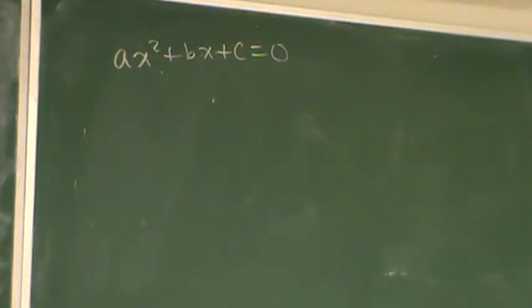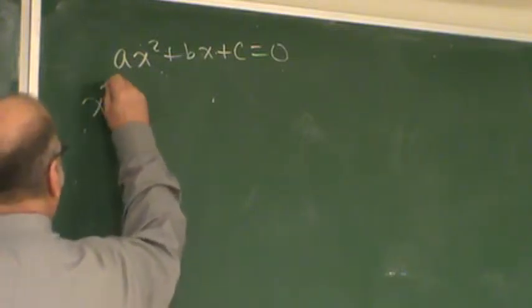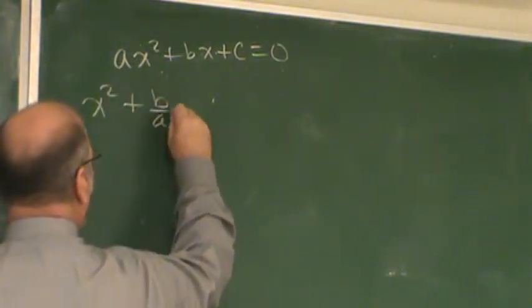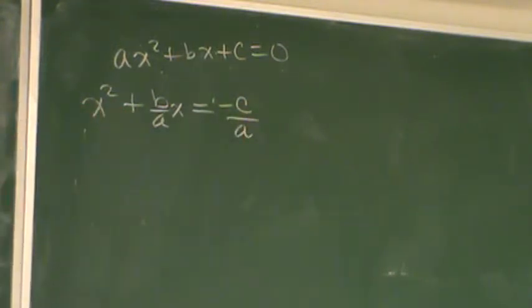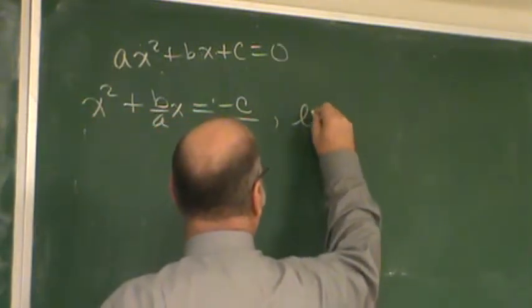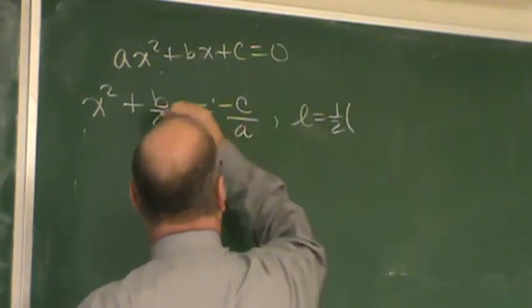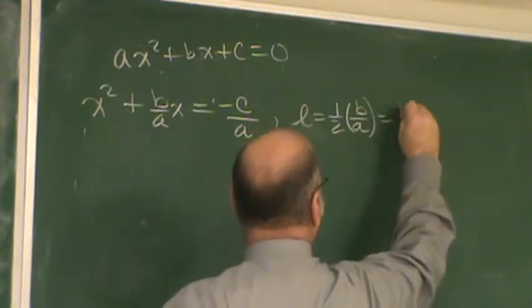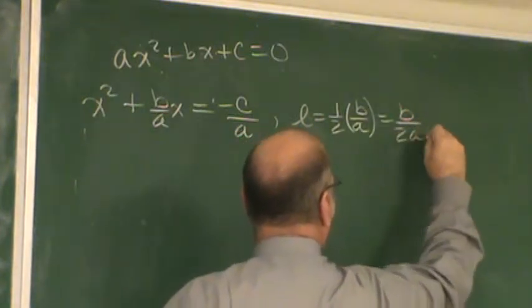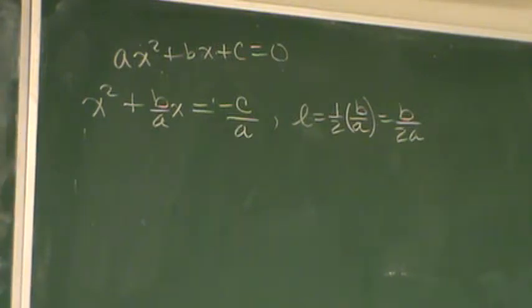All right, so first step, divide by a, move c to the other side. Yes? So I'm going to write x squared plus b over a x equals negative c over a. Okay, divided by a, move c to the other side. Then we find our L. L is going to be 1/2 of this number. In this case, my number is b over a, which turns into b over 2a. Okay?